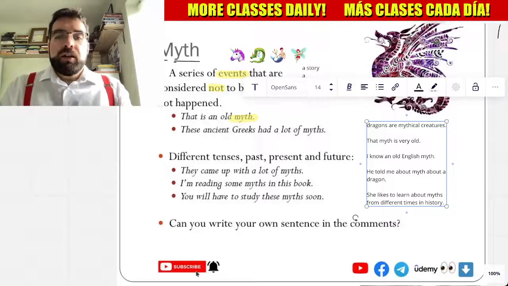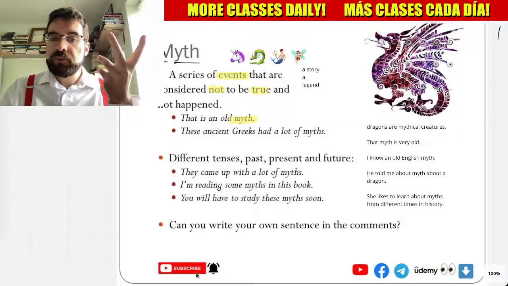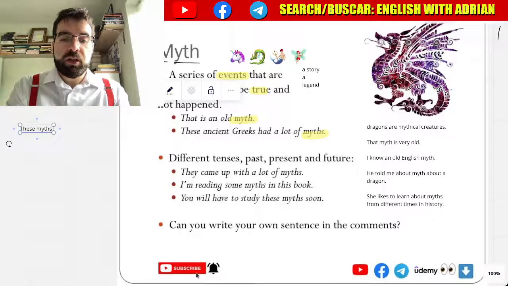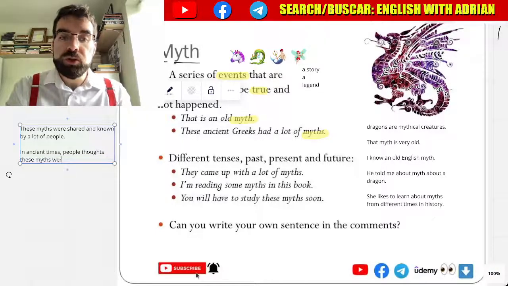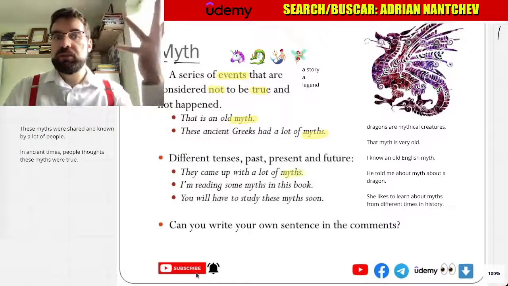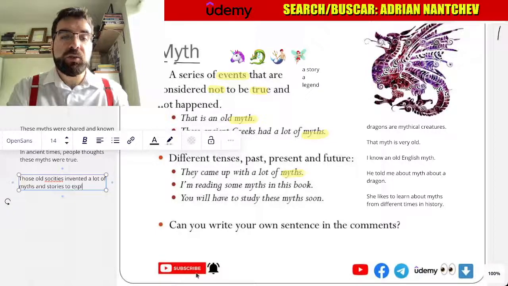These ancient Greeks had a lot of myths and stories and things that don't exist. These myths were shared and known by a lot of people. In ancient times, people thought these myths were true. They came up with a lot of myths. Yeah, so those old societies invented a lot of myths and stories to explain the world.